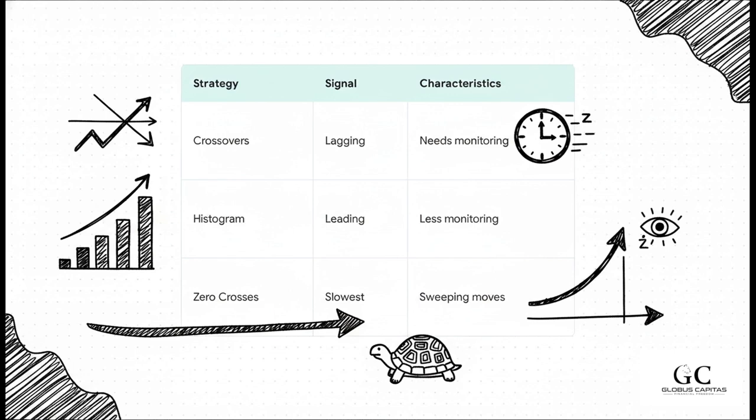Next, histogram reversals. This one is leading. It executes before the move, so theoretically it requires a little less constant babysitting. And finally, zero crosses. The slowest signal type. It requires serious patience and is heavily characterized as being best for sweeping moves with fewer false signals.